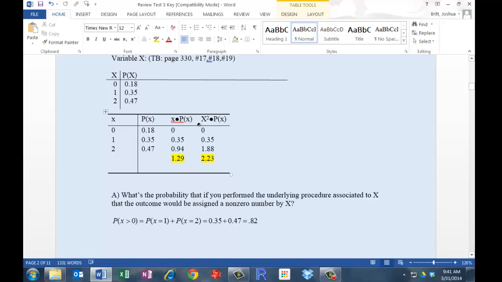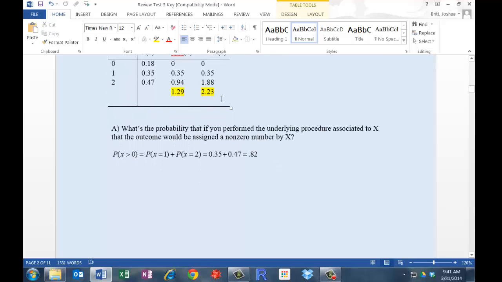The standard deviation, we're going to have to create a third column called the x squared times p of x. And so what we do here is we square x, and then we multiply by p of x. So 0 squared is 0, 1 times 0.35, and 4 times 0.47. We're going to use this number here in just a second.